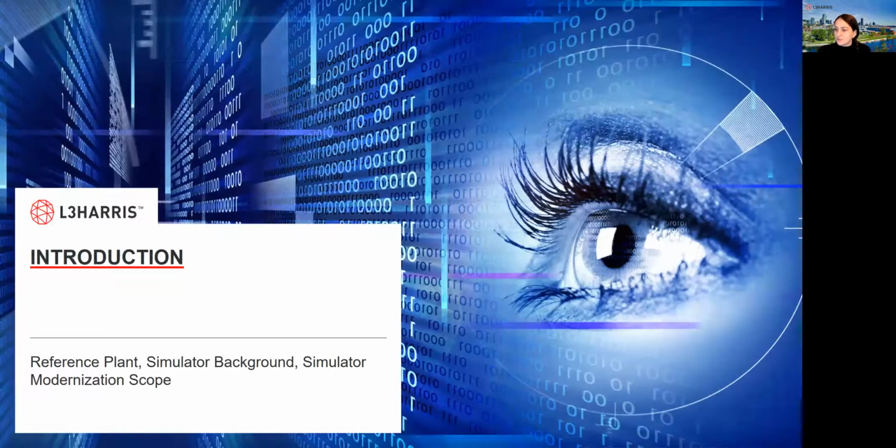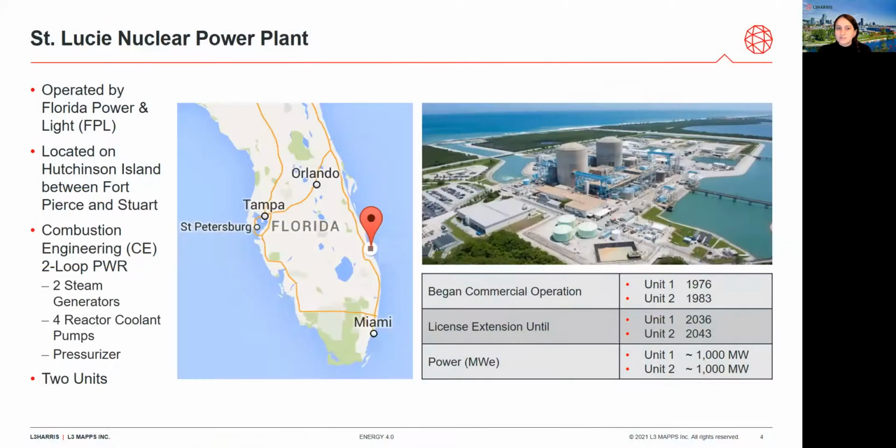So let's start with the introduction. So the St. Lucie nuclear power plant is operated by Florida Power and Light, or FPL, which I will use as an acronym throughout my presentation. It is located, as you can see on the map, on the left-hand side between Miami and Orlando, but more specifically on Hutchinson Island between Fort Pierce and Stewart.